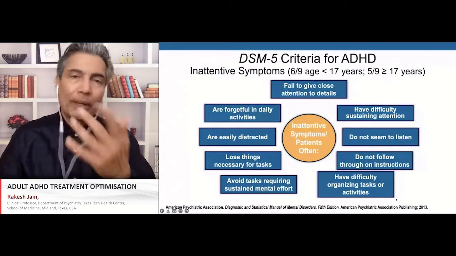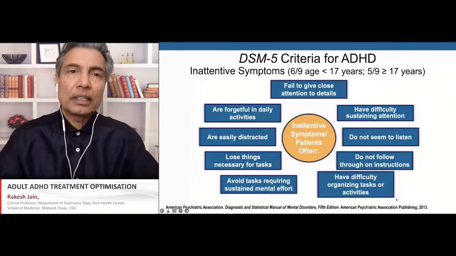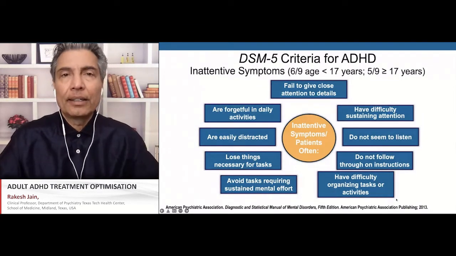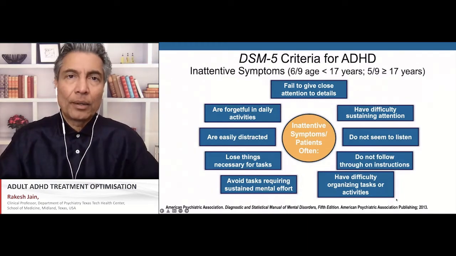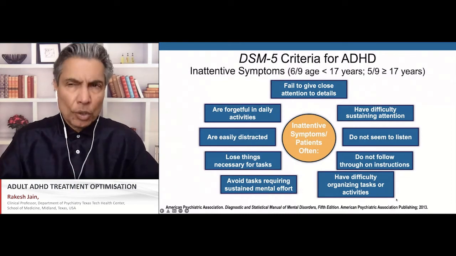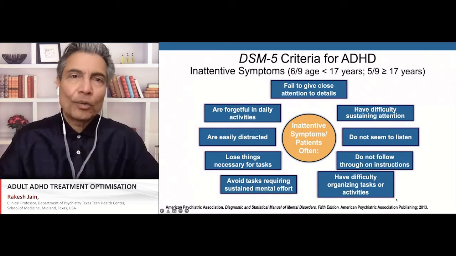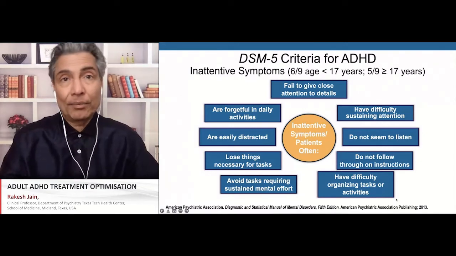So if you are relatively new to the world of adult ADHD and you're afraid, oh my gosh, I might overdiagnose patients. Well, if you and I both follow DSM to the letter, the risk of overdiagnosis is actually dramatically reduced.